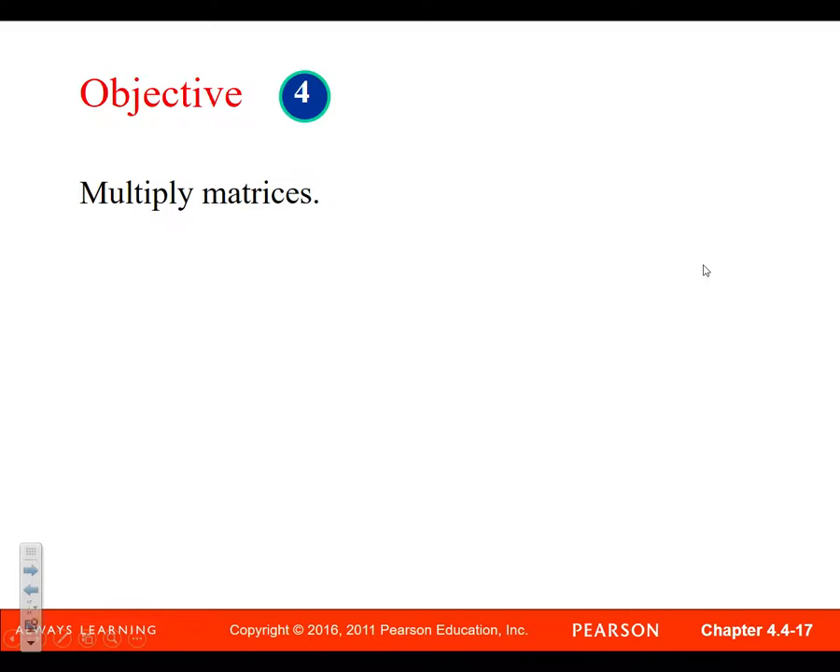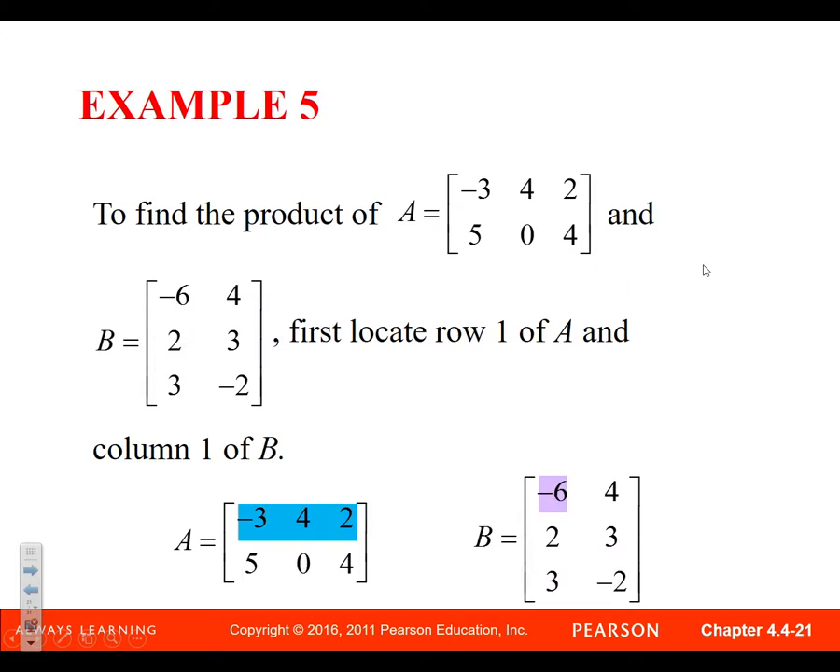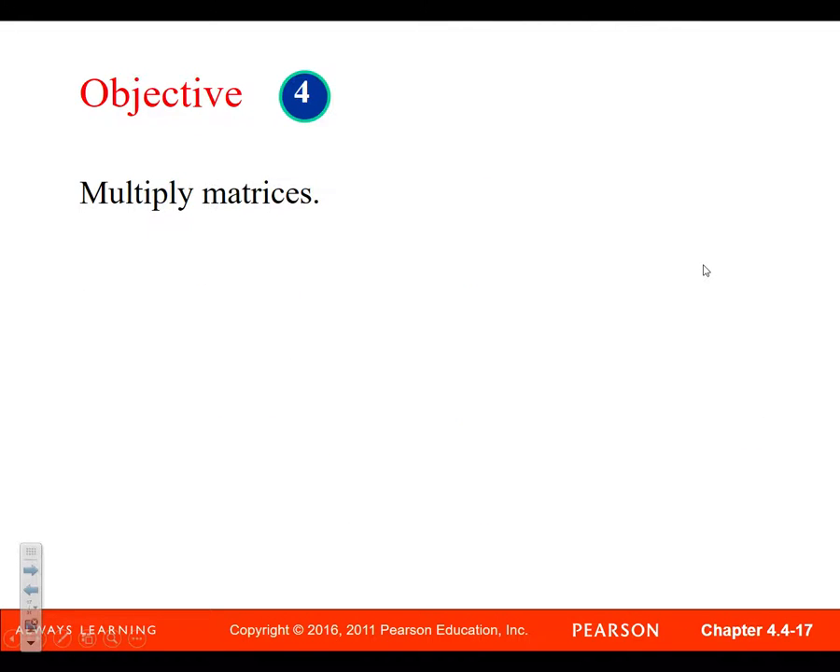Alright, here's where it gets good. Objective 4 is to multiply matrices. And they're going to give us a bunch of mumbo jumbo. I'm going to just go ahead and tell you how it's done. When you multiply matrices, you're going to want to look at their dimensions. And their dimensions are done in rows by columns.